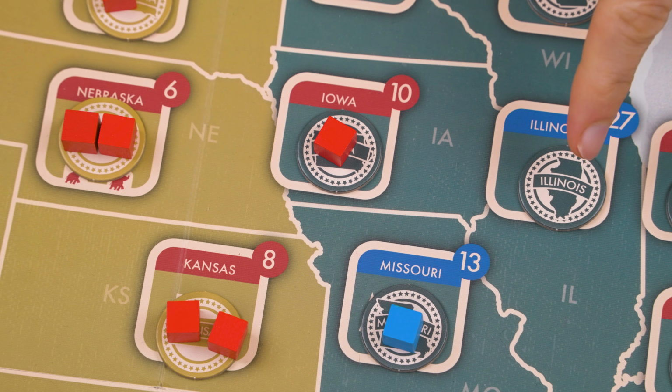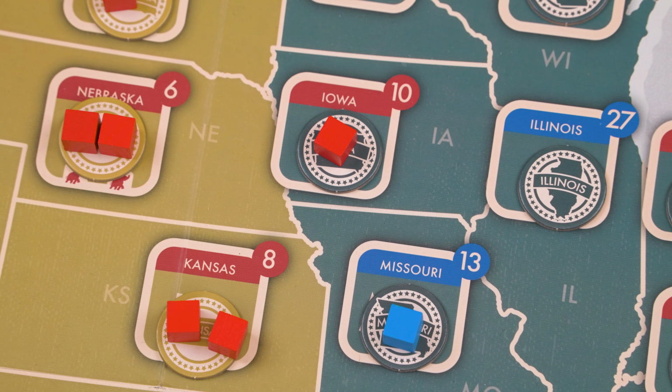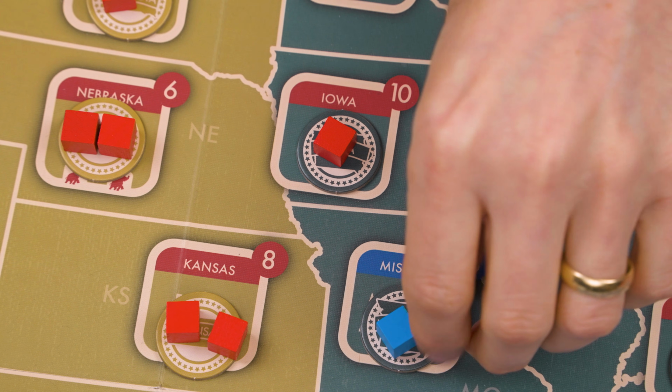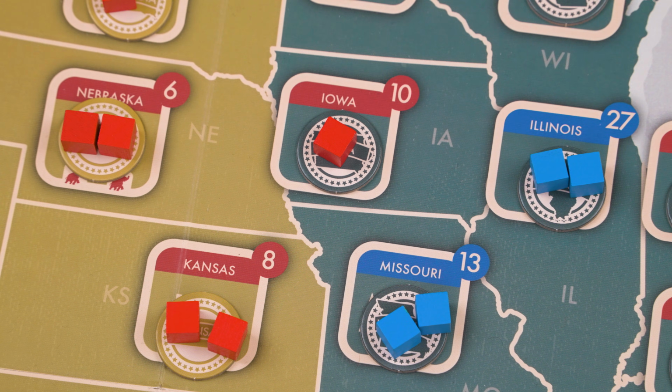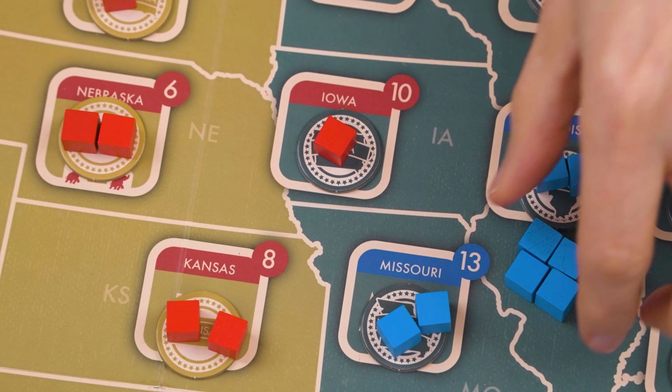If the state is empty, or it already has some of your cubes, for each point of state support you spend, you can add a single cube from your personal supply to that state. So here I've spent 3 points of state support. And just be aware there's no limit to the number of cubes you could have in a single state.